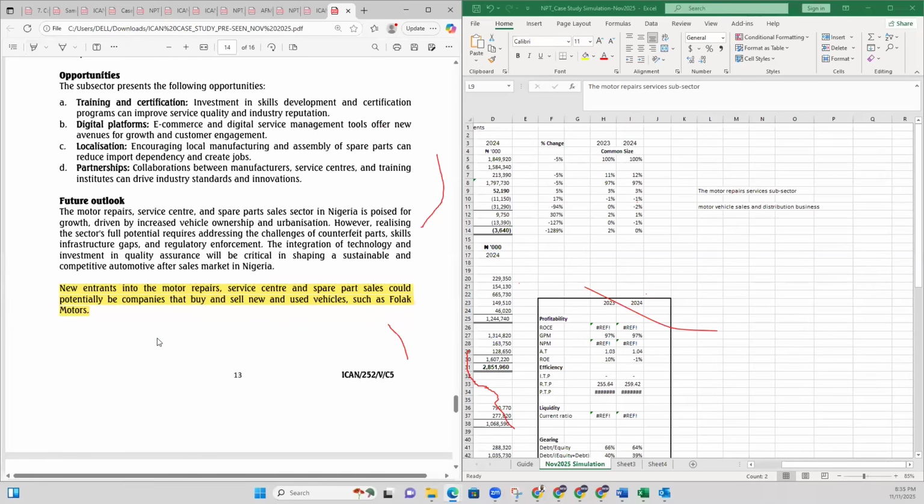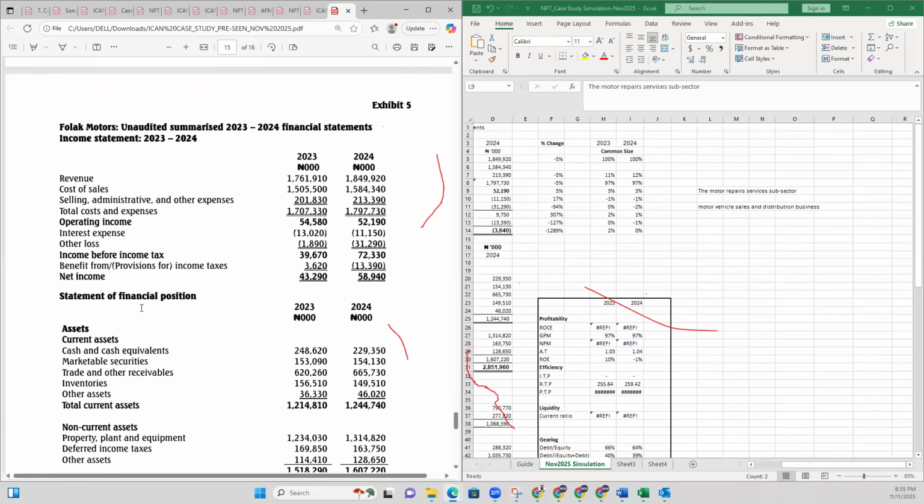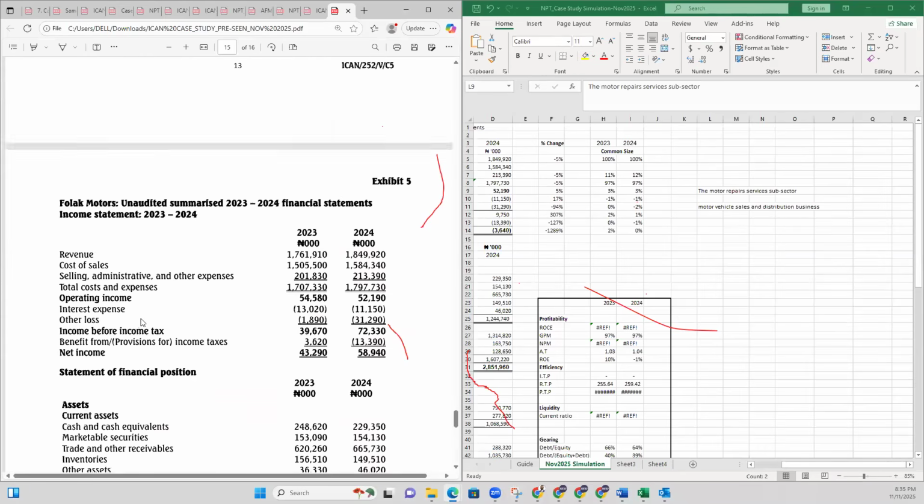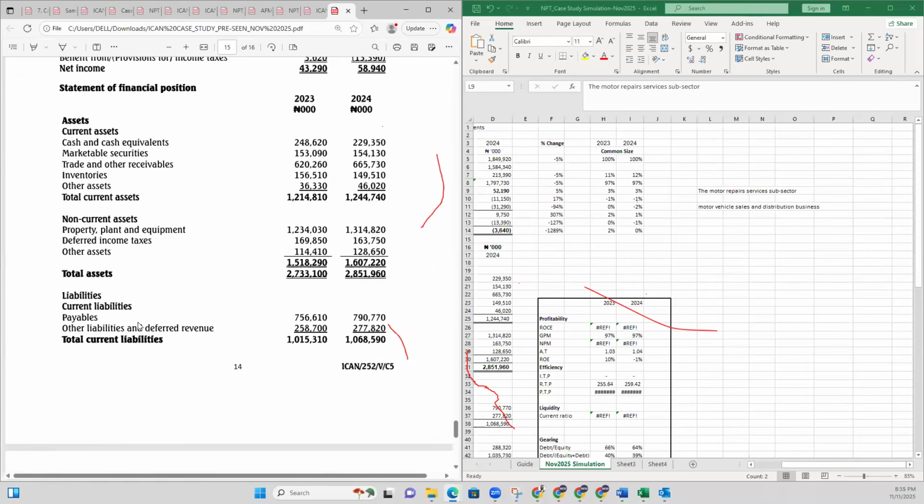All right. So let's take note of it again. It says new entrants into the motor repair service center and spare parts sale could potentially be companies that buy and sell new vehicles such as Folak Motors. And then after which they give us financial statement, and then here comes to an end of the preseen.